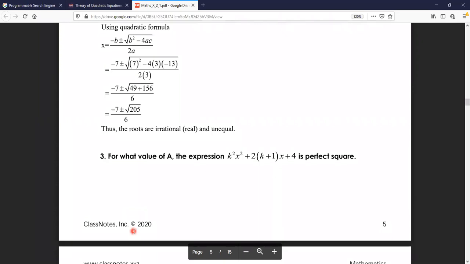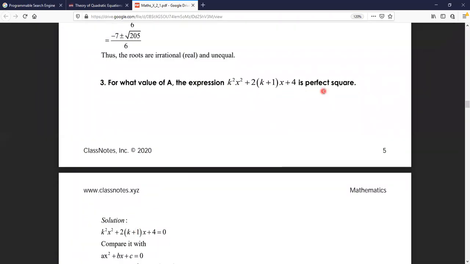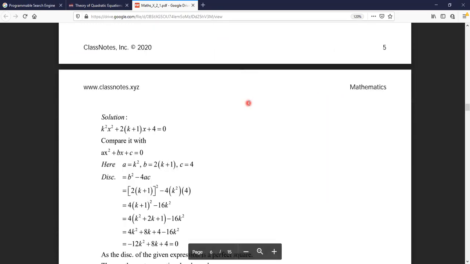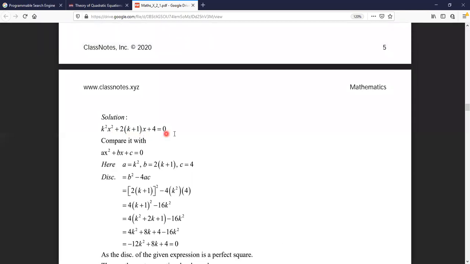Let's move to question number 3. For what value of k is the expression a perfect square? Now you have to simply find the discriminant over here. You have to just compare it with the general form. You are having kx square plus 2k plus 1 x plus 4 is equal to 0. This is a standardized quadratic equation, ax square plus bx plus c. A value is k, b value is 2k plus 1, and c value is 4.